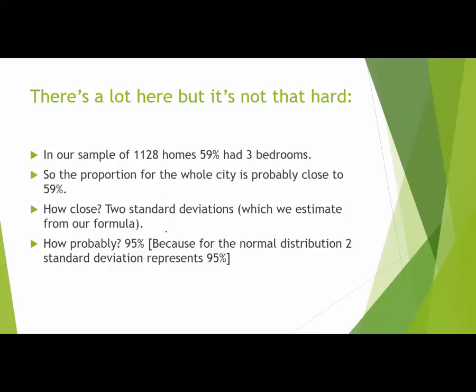Now, there's a lot going on there, and a lot of yucky details, but it's not that hard. In our sample, 59% of the homes had 3 bedrooms. So the proportion for the whole city is probably close to 59%. How close? 2 standard deviations, and we use our formula to estimate how much that is. And how probably? 95%, because in the normal distribution, 2 standard deviations on either side of the mean represents 95% of all possibilities.